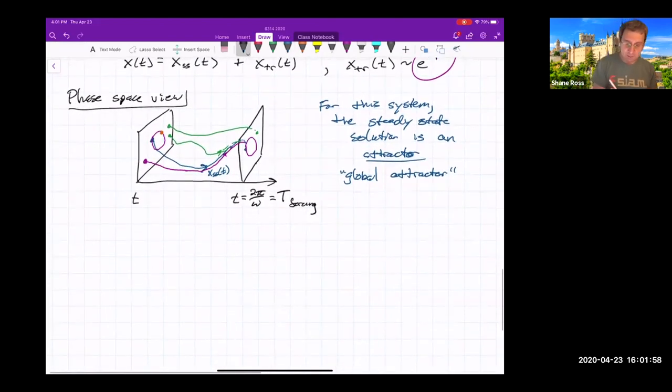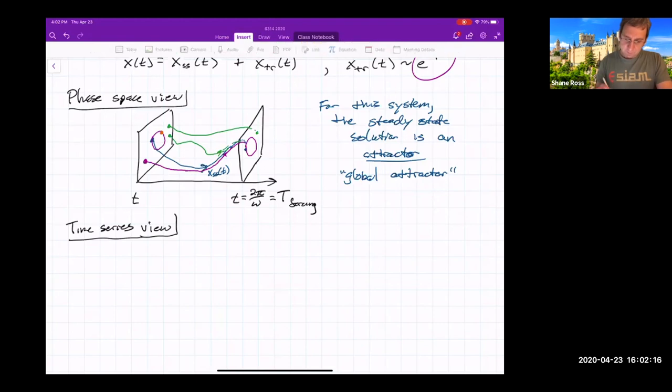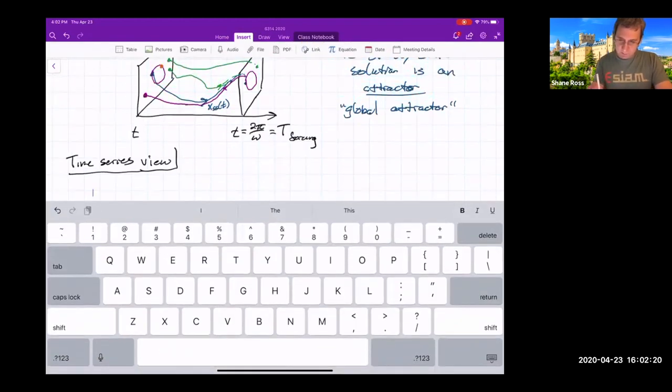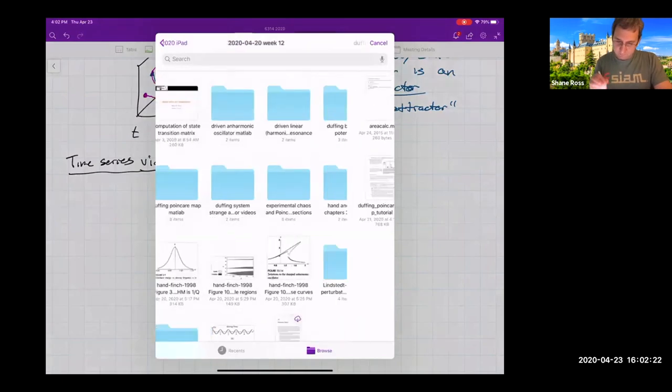The time series view is also good to keep in mind. There's a numerical example. I'm not going to do the MATLAB code for it, but there was a numerical example in Taylor's book, and I think this shows things pretty nicely. I can insert that file.